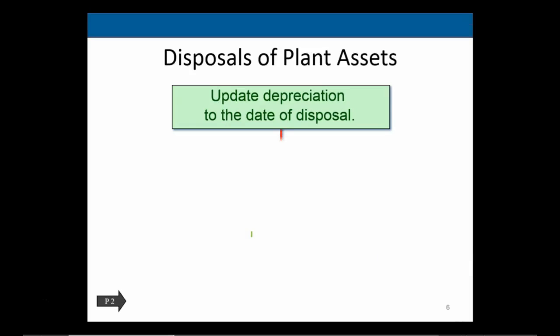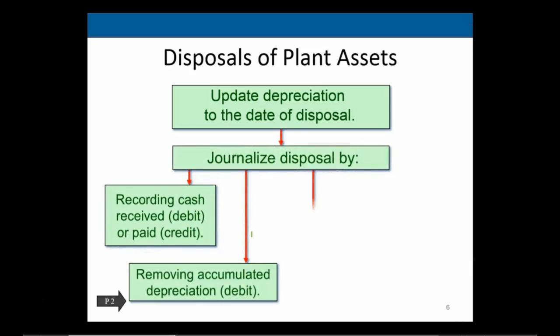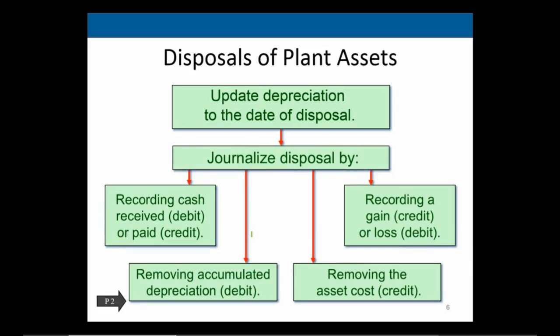Disposal of a plant asset. At some time in the future, we may get rid of the plant assets. In the future, we're gonna get rid of our property, plant, and equipment. When we dispose of it, we're getting rid of it, we're throwing it away, we're giving it away, we're selling it. We're gonna update the depreciation to the date of the disposal. Then we're gonna journalize the disposal by recording cash received and or paid, recording the gain or loss on the disposal, and removing accumulated depreciation, removing the cost of the asset.